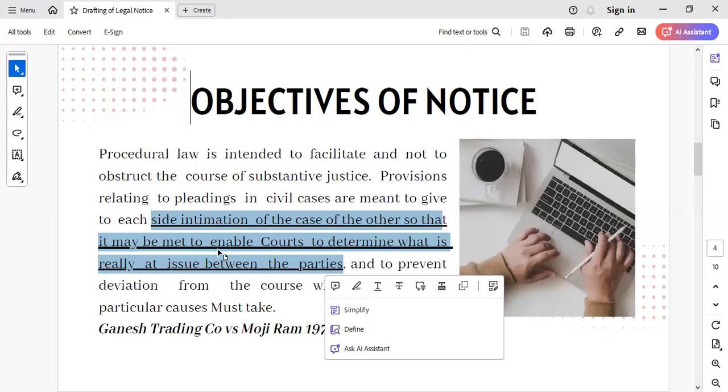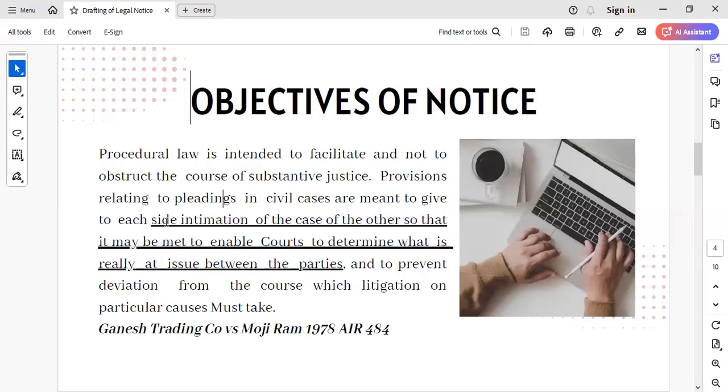So understood this point? What is the objective of the notice? To give each side intimation of the case. You send a notice, the other party will also reply to the notice. When one of the parties is not satisfied, they'll go to the court. Okay. Any doubt here? No, sir. Okay. Shall I go to the next slide?